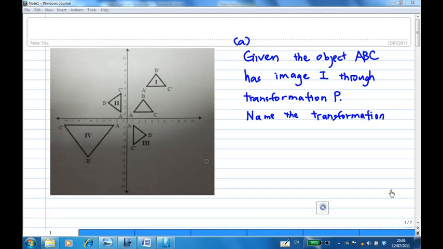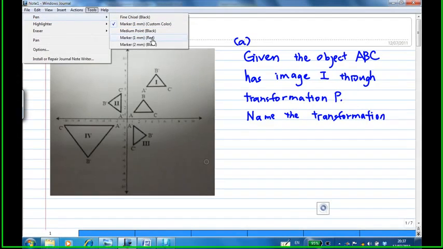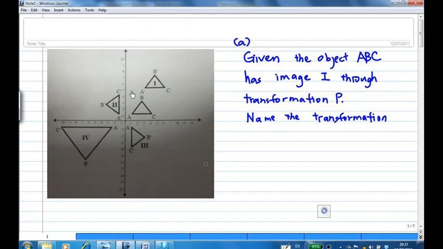This is a recording regarding homogeneous transformation. Part A. Given the object ABC that has an image 1, A prime, B prime, C prime, through a transformation P. Name the transformation P.